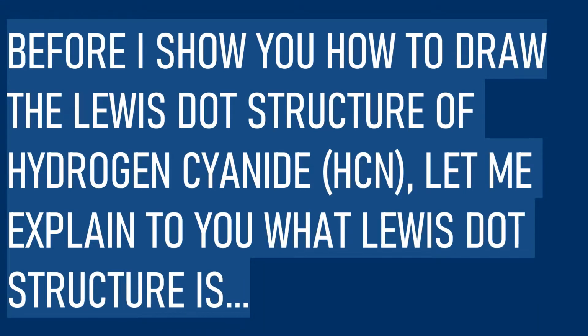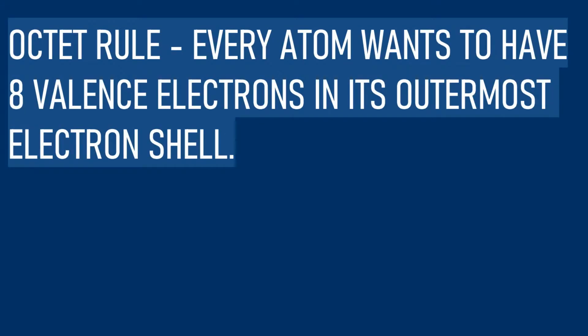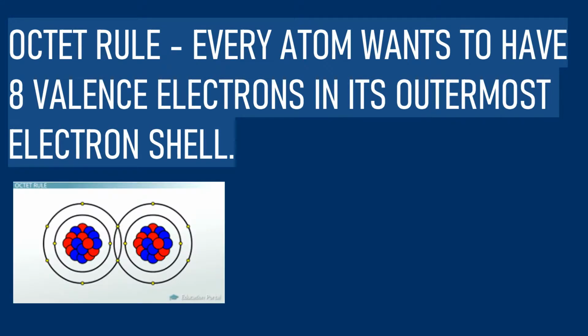Lewis dot structure is. Well, Lewis dot structure is a very simplified representation of valence shell electrons in a molecule or in an element. The Lewis dot structure should follow the octet rule. From the name itself, octet means 8. The octet rule states that atoms tend to gain, lose, or share electrons so as to have 8 electrons.